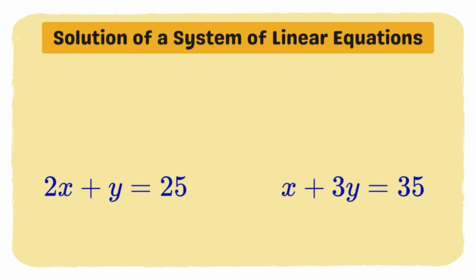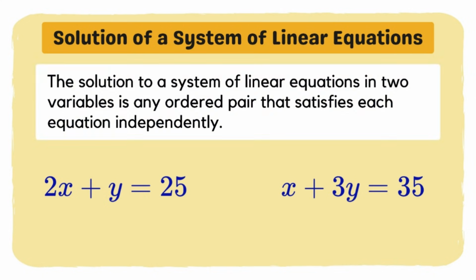Now, ano naman po yung solution? Okay, solution of a system of linear equations. The solution to a system of linear equations in 2 variables is any ordered pair that satisfies each equation independently. So let's have the solution for these 2 equations. The solution is actually 8, 9. So this is an ordered pair. We have the abscissa and then we have here the ordinate.